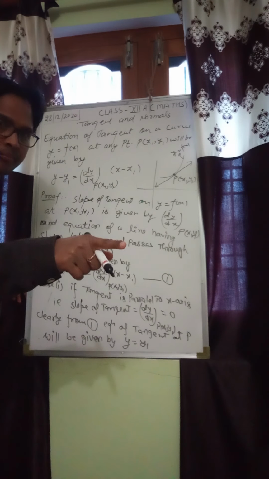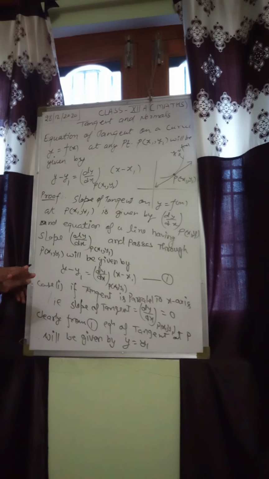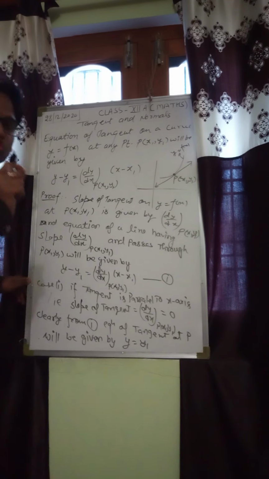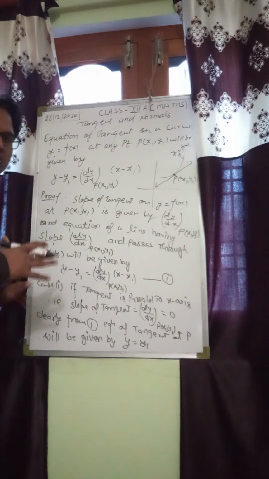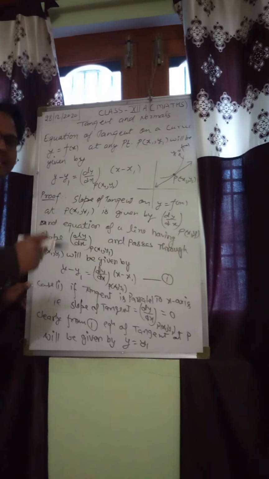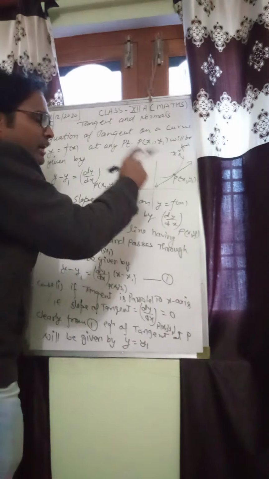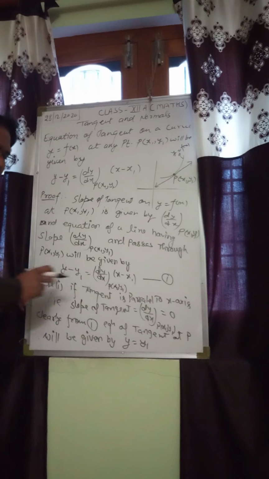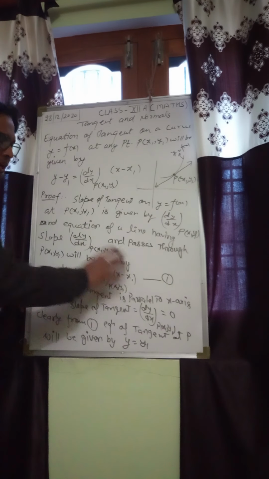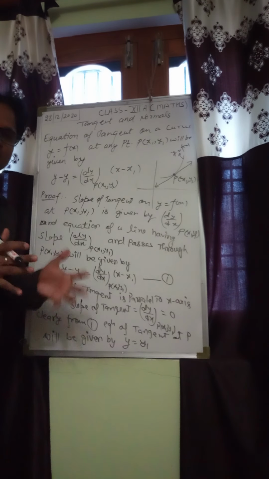Now we have a point P(x1, y1) from where the tangent passes, and we have its slope dy/dx at P(x1, y1). So by using these two, with slope point form, find out the equation of tangent line on the curve y = f(x) at P(x1, y1). That will be y - y1 = (dy/dx at P(x1, y1)) times (x - x1). Now we will discuss the two different cases.